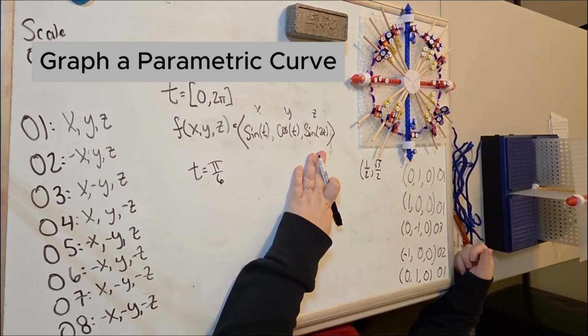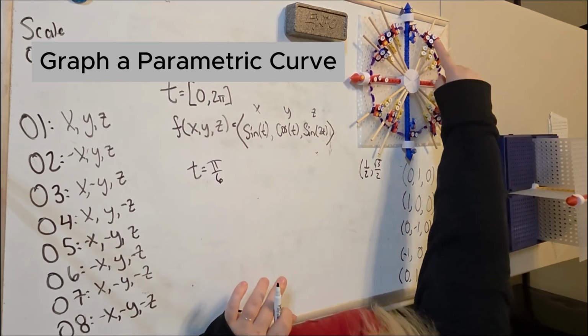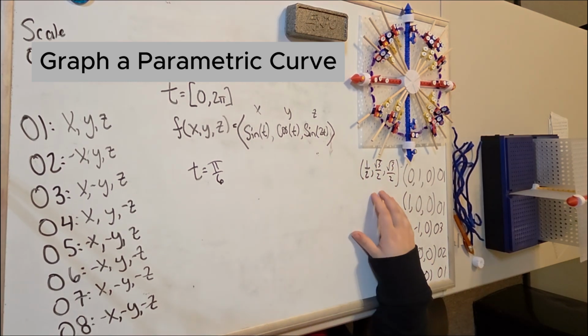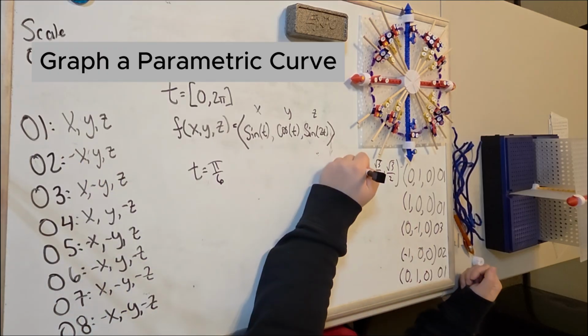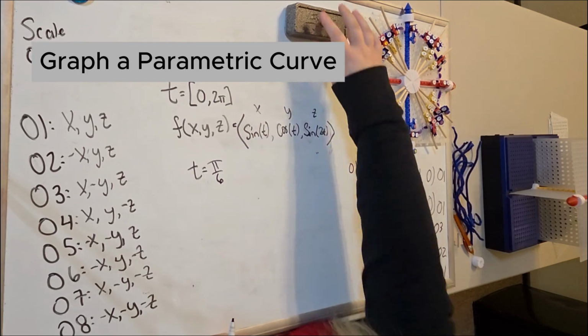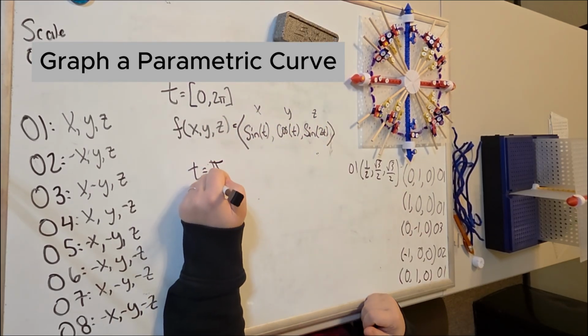Sine of 2 times pi over 6, so 2 times pi over 6 is going to give us pi over 3, that is the y value here. So square root 3 over 2. And then looking at these values, we can see that this is octant 1. And then going to the next one, we have t equals pi over 4.